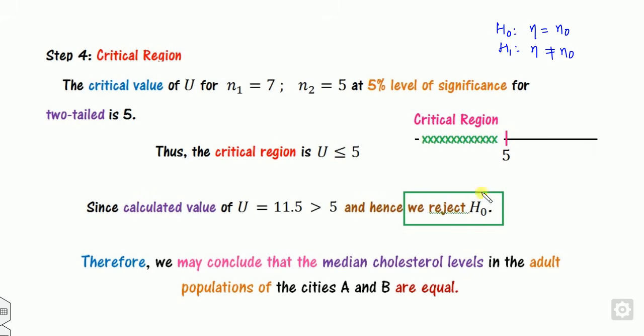So we reject H0. It means H0 is not true, which means they are not equal.